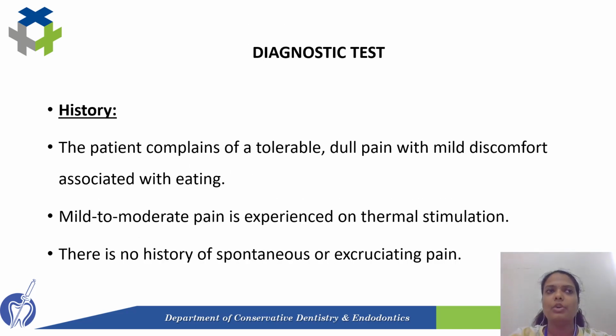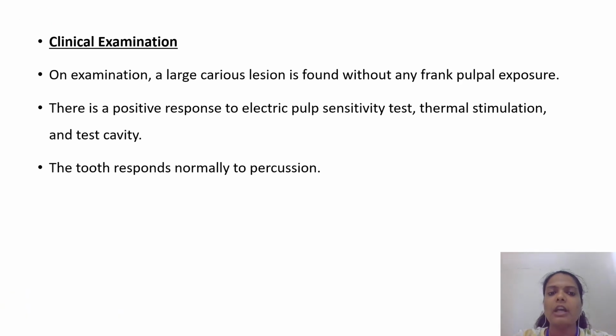So for doing indirect pulp therapy, we have to see the history and the clinical examination of the patient. The diagnostic tests that we do to select the patient for indirect pulp therapy are, firstly, the history. The patient complains of tolerable dull pain with mild discomfort associated with teething. There is mild to moderate pain on thermal stimulation. There is no history of spontaneous or excruciating pain. Clinical examination: on clinically examining the tooth, there is a large carious lesion without any frank pulpal exposure. The term frank pulpal exposure is very important.